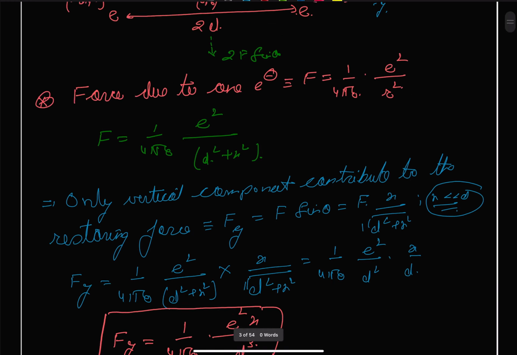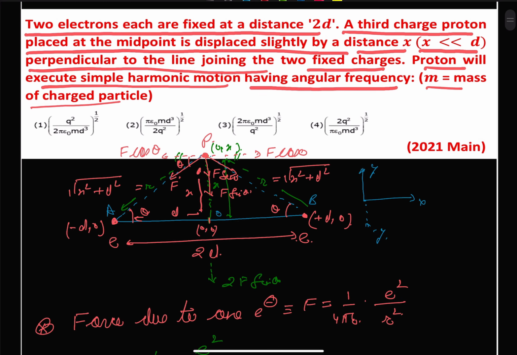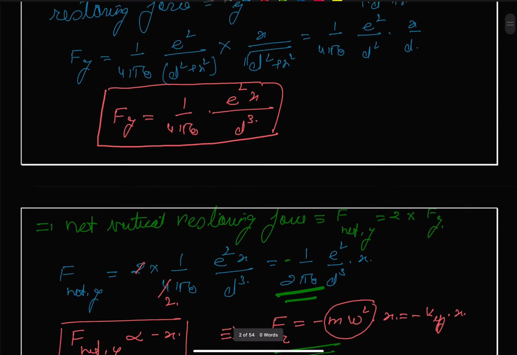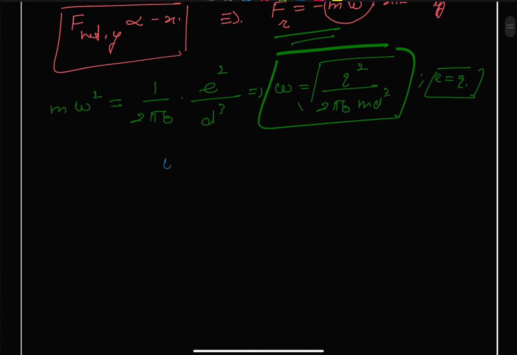In the option, instead of e it is written as Q, so we can just generalize it in terms of Q also, that doesn't matter. Here our e is nothing but our Q, so we get Q square over 2 pi epsilon naught, and option number 1 is correct. Option 1 is correct. Next question.